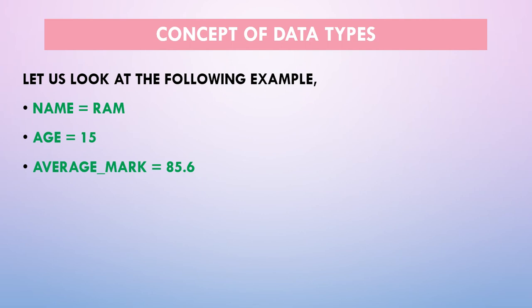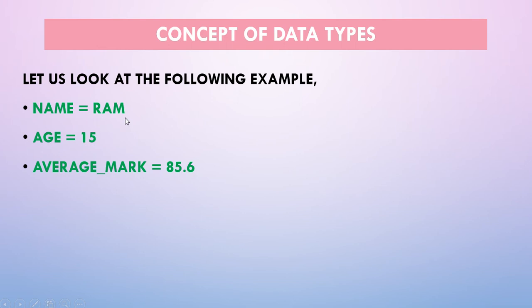So when you collect data, there may be different kinds of values. The data can be a character or it can be a numeric value also. In numeric values, there is an integral part and a fractional part also. So data has a variety of values. Similarly, in this example, you could see that name, age, average mark, all these are called variables. Ram, 15, 85.6, these are the data which are assigned to the variables.